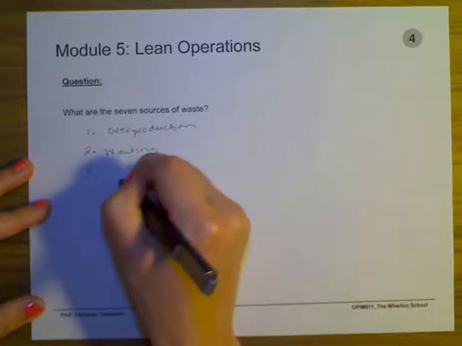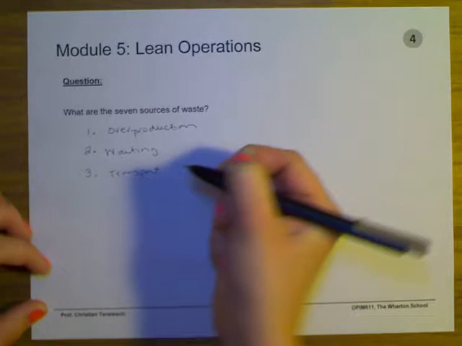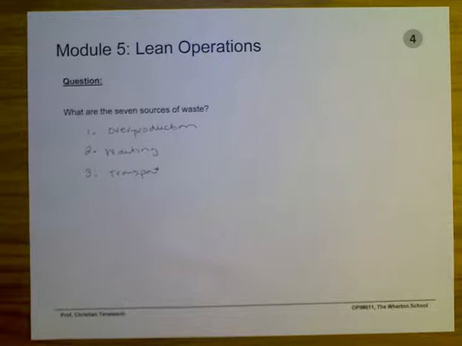The third form of waste is transport. And here we're talking about internal transport, so wheeling around patients in a hospital, partially completed items, and it is best to lay out all your processes so the layout really minimizes the distance everything has to travel as it's going through the process.